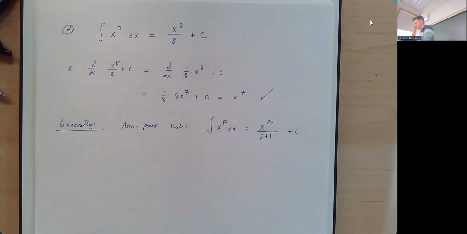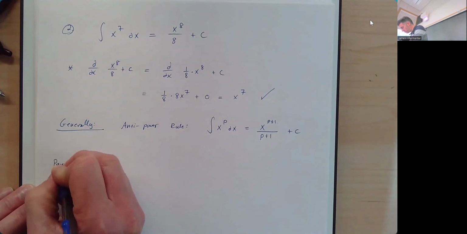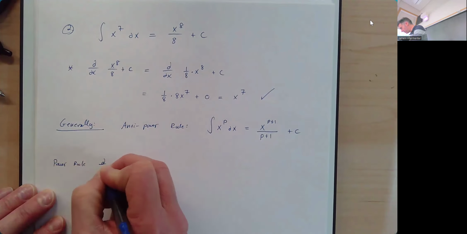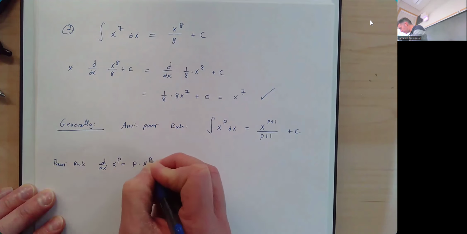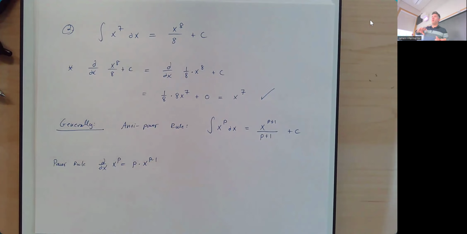So for the power rule, I'll just remind you, the derivative of x to a power is that power times x to the power minus 1. So first you multiply by the power, then you subtract 1 from the power. Whereas when you do the anti-power rule, you do the opposite things. So instead of subtracting 1, you add 1. Instead of multiplying by, you divide by, but you do them in the opposite order. So first you add 1 to the power, then you divide by the new power. Opposite things in the opposite order. Kind of cool. That's kind of how inverse functions work as well.